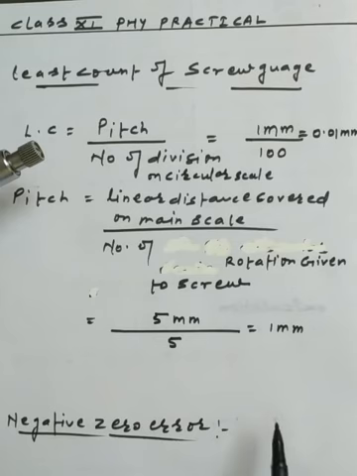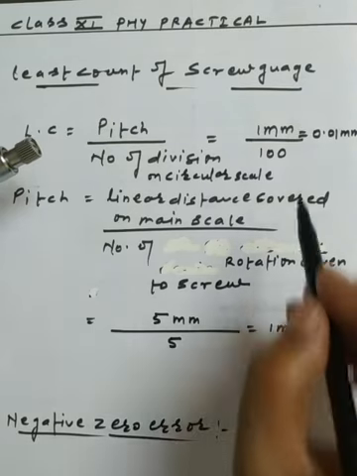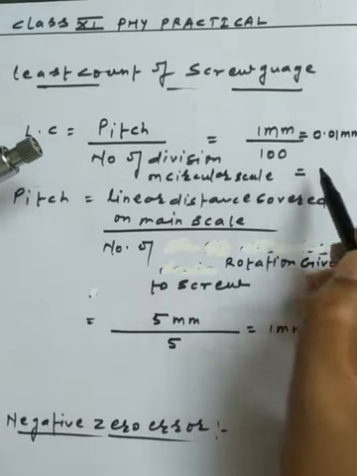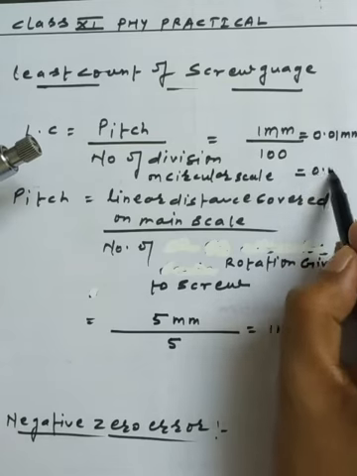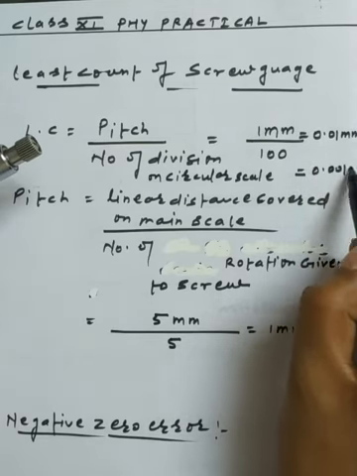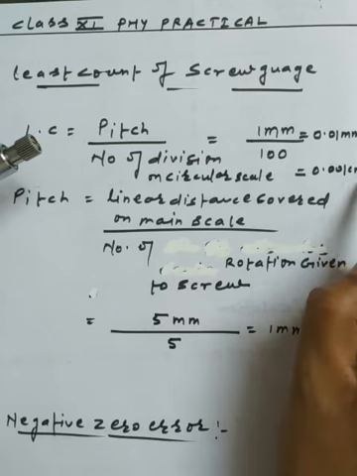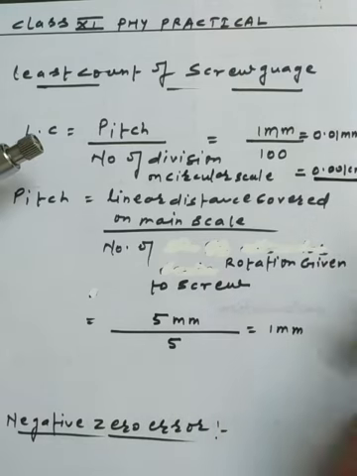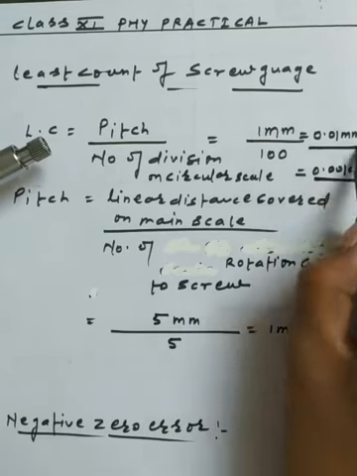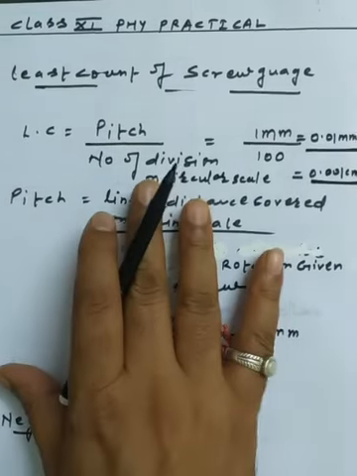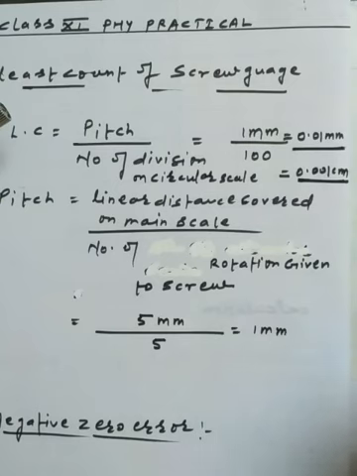Somehow we have to convert that into centimeters, so I can write it as 0.001 centimeter. Okay, so either you want to change it, it's okay, or you can go with the concept of mm, because we have the main scale in mm, so we can easily go through it. So this is all about the pitch.